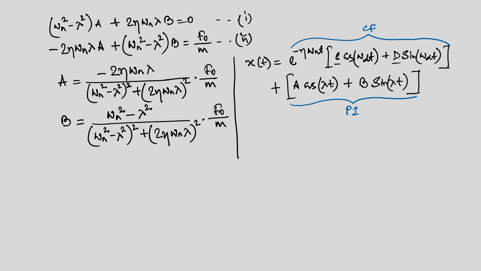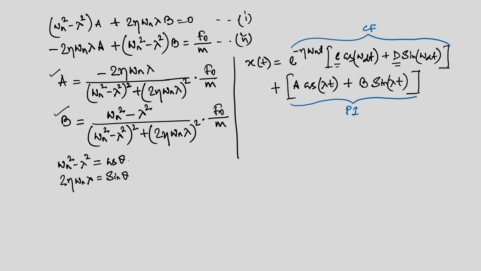Again, remember when we have to find out the constants, that means C and D, because A and B we have already found out, to find out C and D we have to satisfy the initial conditions, and then we have to consider the complete expression when we obtain the expressions for C and D. Before that we can simplify the expression: we consider omega n square minus lambda square is equal to cos theta, and twice eta omega n lambda is equal to sin theta.